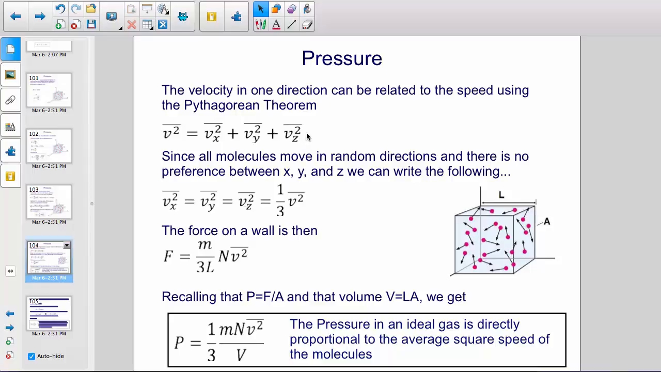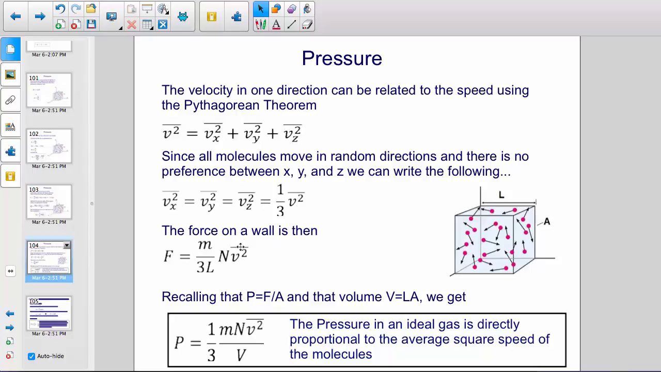Since all molecules move in random directions and there's no preference between x, y, and z, we can write the following: the averages of the squares of the components of the velocities are the same in all directions. V x squared bar equals V y squared bar equals V z squared bar. So if we refer back to our first expression for the mean square speed, any one of these is equal to 1/3 of the mean square speed.